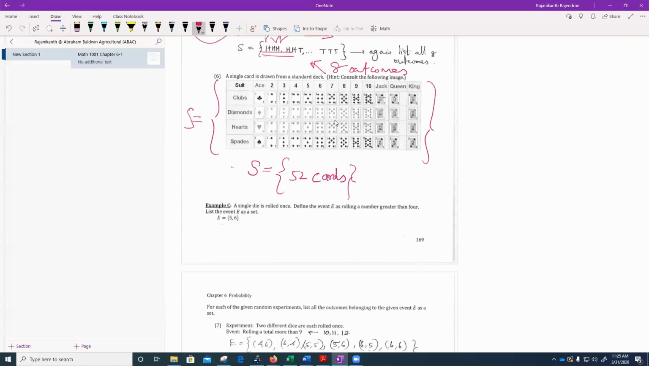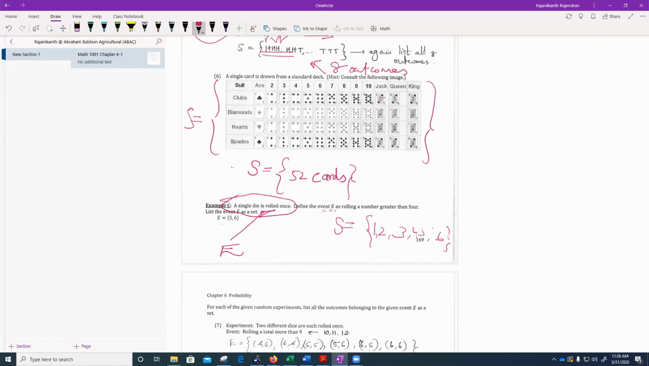Now, example C. Now we are going to define any event E. So here in this problem, where's my event? This is my experiment now. You are rolling a die once. Therefore, if you look at your sample space for that problem, you are rolling only once, right? Therefore, you will have 6 outcomes now. Now, they are asking us, hey, could you define now set E, event E?